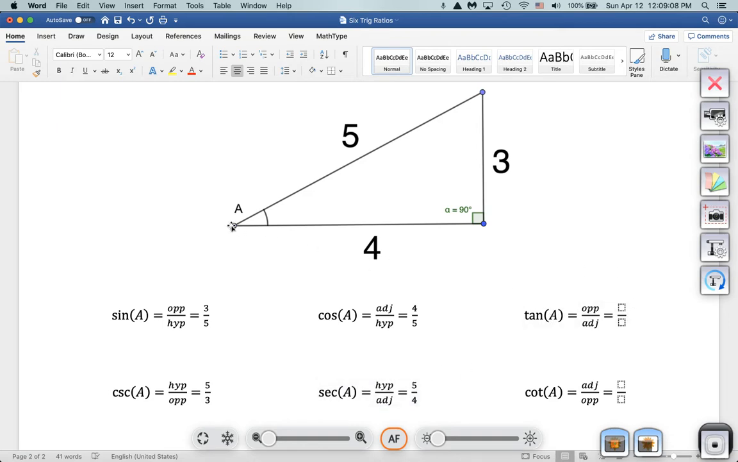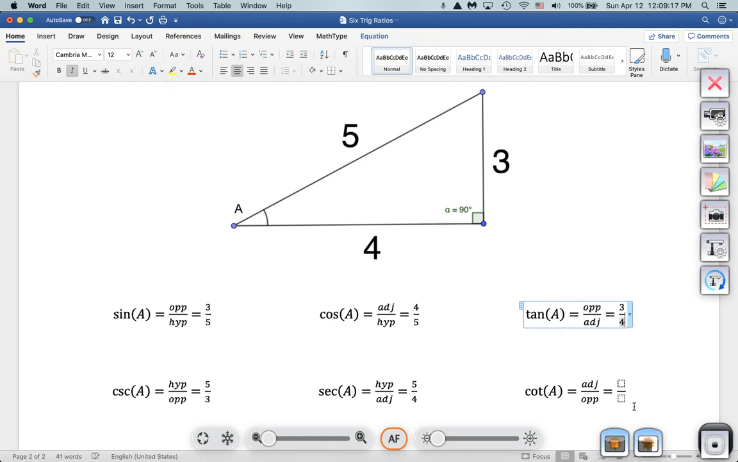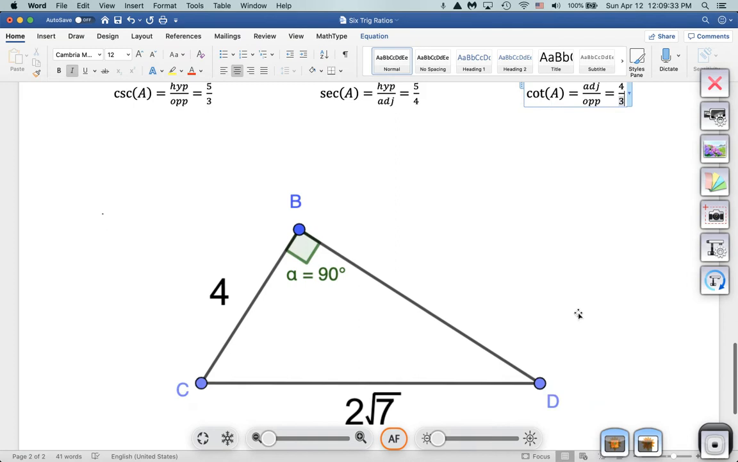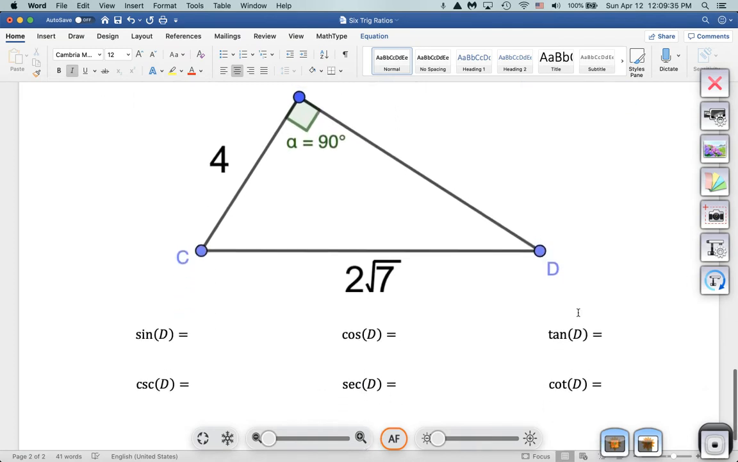The tangent of A is the opposite side over the adjacent. So that's going to be 3 over 4. And the cotangent is the reciprocal, or the adjacent over the opposite. So we do 4 over 3. Now, when you get to your homework, again, you're going to get a lot of square roots that you need to rationalize the denominator. So let's do one that you'll see in your homework.